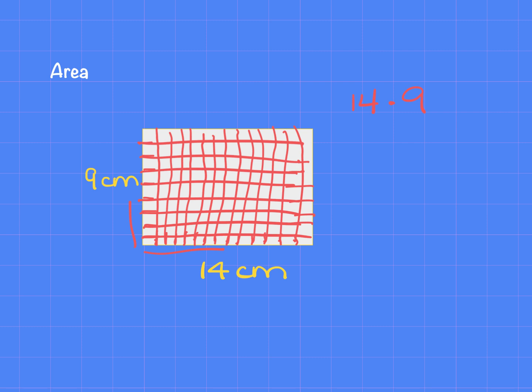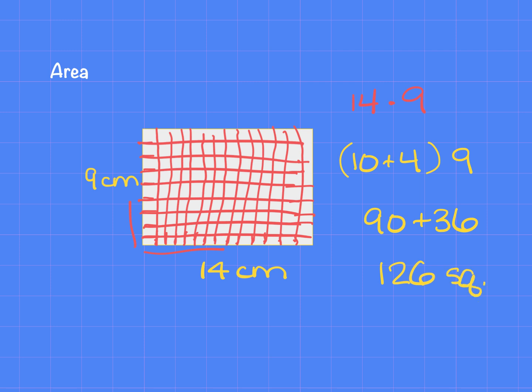Now, if you've watched the previous video, you've also seen the generic rectangle. So we can think of this as a 10 plus a 4 as one side, and multiplying it by 9. So that's going to give us 90. And then 4 times 9 is 36. And so that is 126. And we have squares that are the size of centimeters, or you could write it as 126 centimeter squares. You can write it in either way.